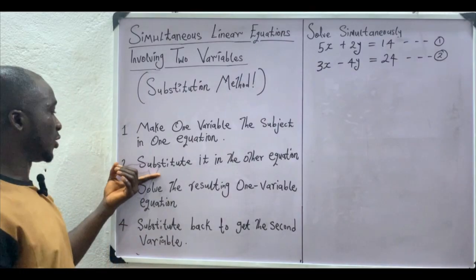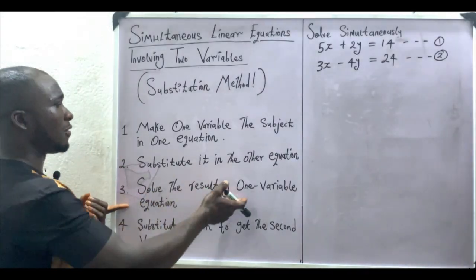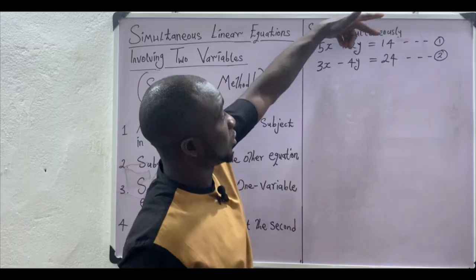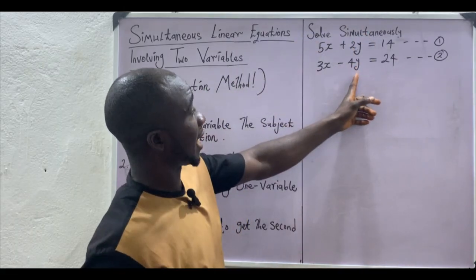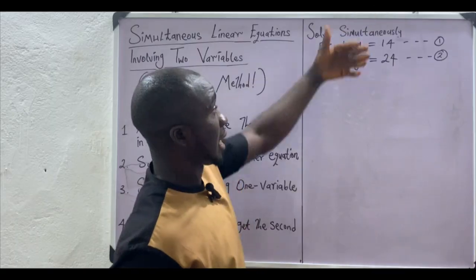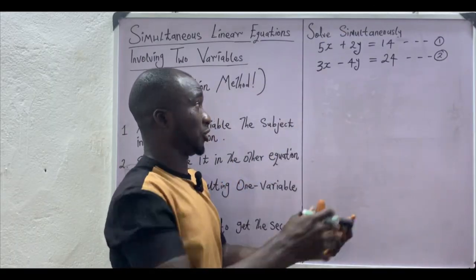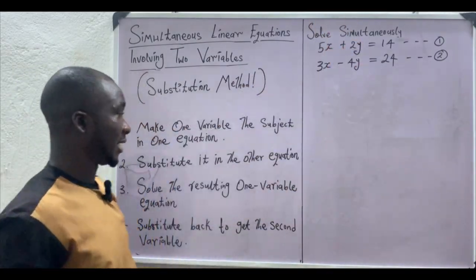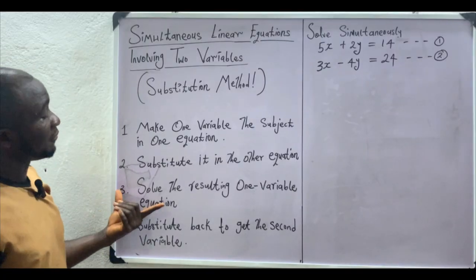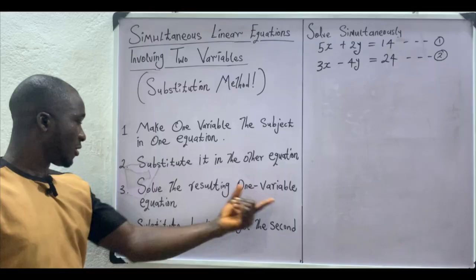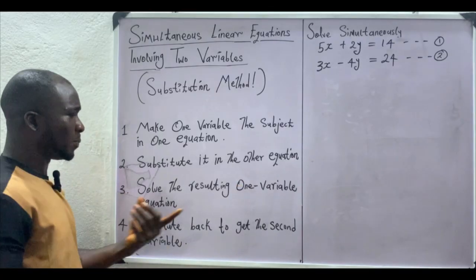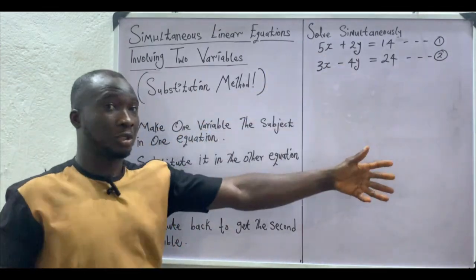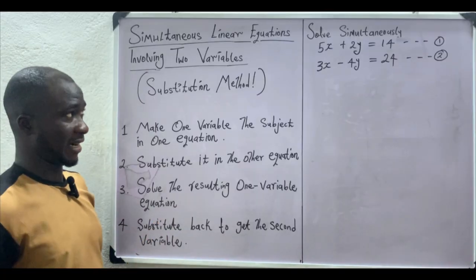Now, if I do that, I will then solve the resulting one variable equation. What this means is that when I make y the subject in equation 1 and then replace the value of y here with what I have obtained, I'm going to obtain a linear equation in x, because by that time, I would have eliminated the variable y. And if I have solved for the resulting one variable equation, I'll then substitute back the value of x that I obtain in either of these equations to get the second variable, which is y.